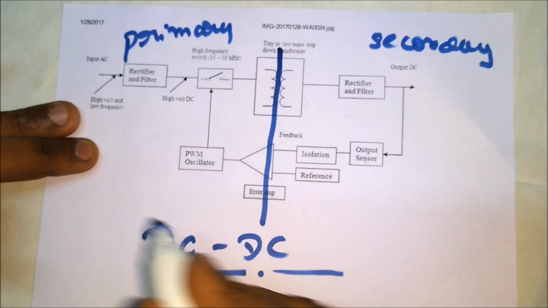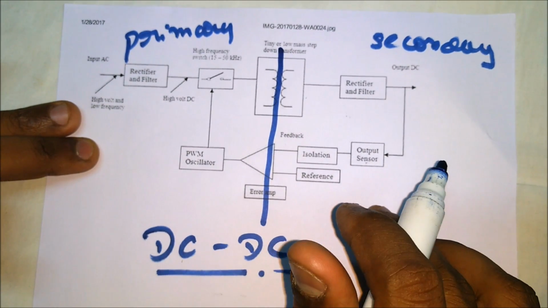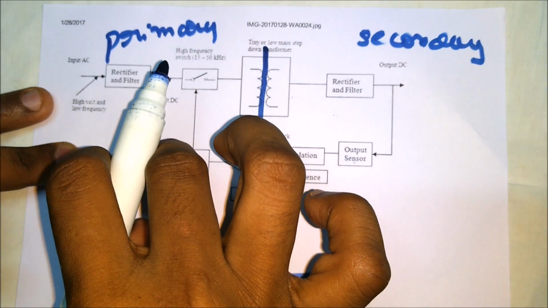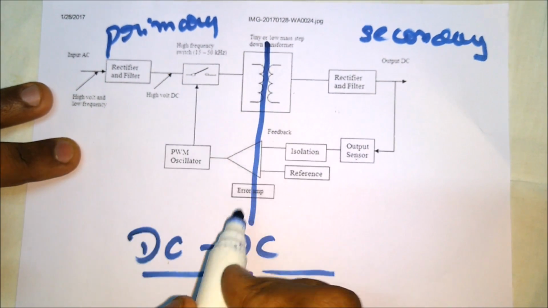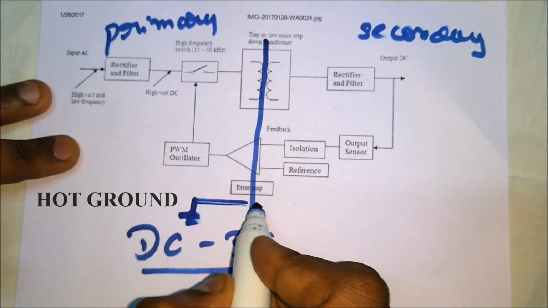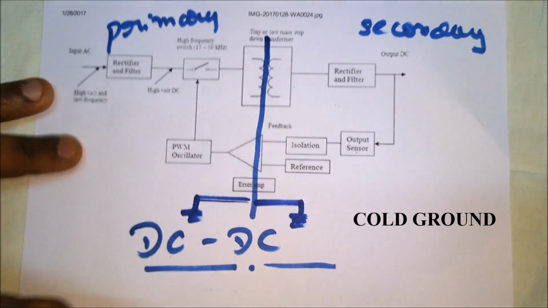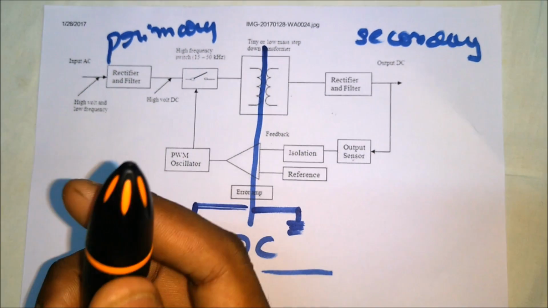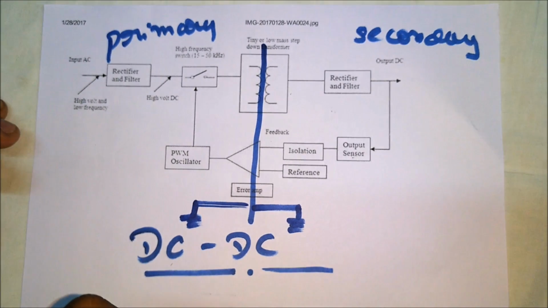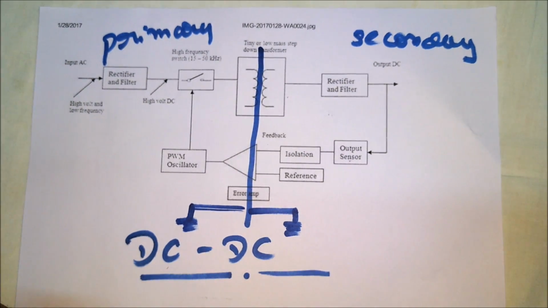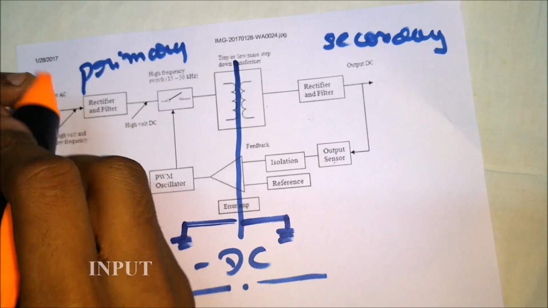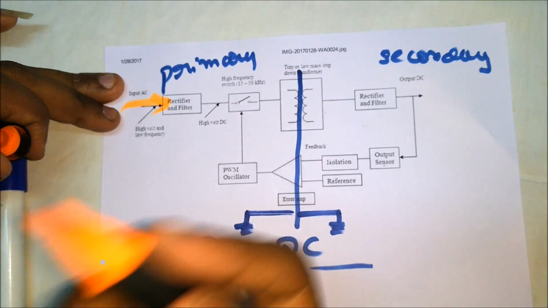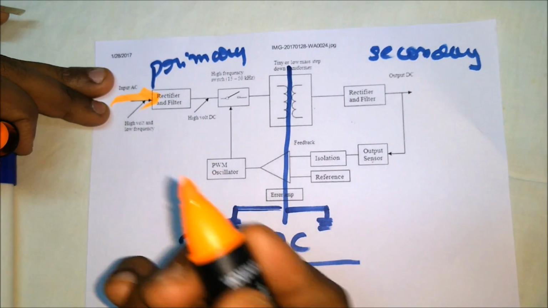Let me call this a hot ground and this a cold ground. Whatever voltages you measure, in this case we have to measure with respect to that ground only. That's the concept: a hot ground and a cold ground. Let me indicate the hot area in this red marker. This is the input that we give as supply, either 230 or 120 volts, depending on the region.